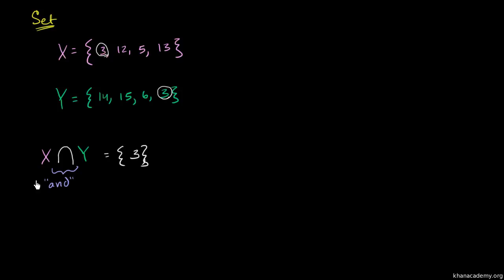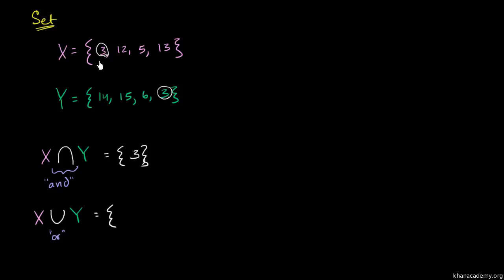Now another common operation on sets is union. So you could have the union of X and Y. The union people often view as OR. So we're thinking about all of the elements that are in X or Y. In some ways you can imagine that we're bringing these two sets together.